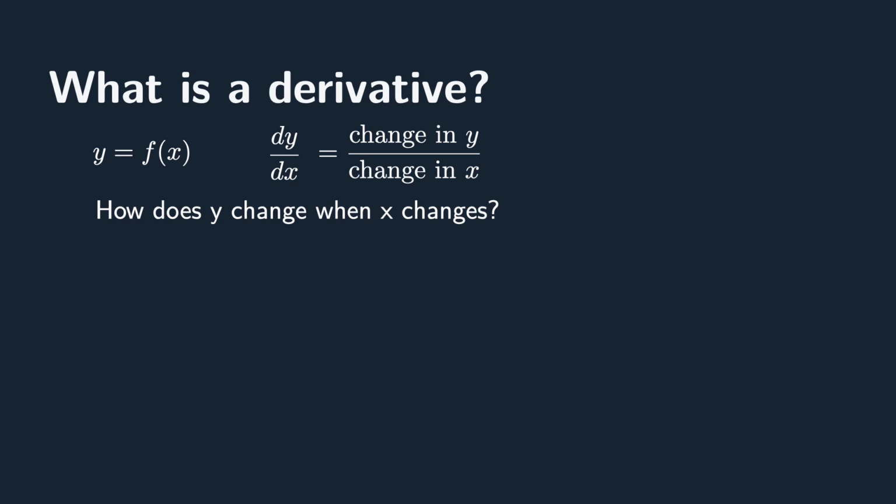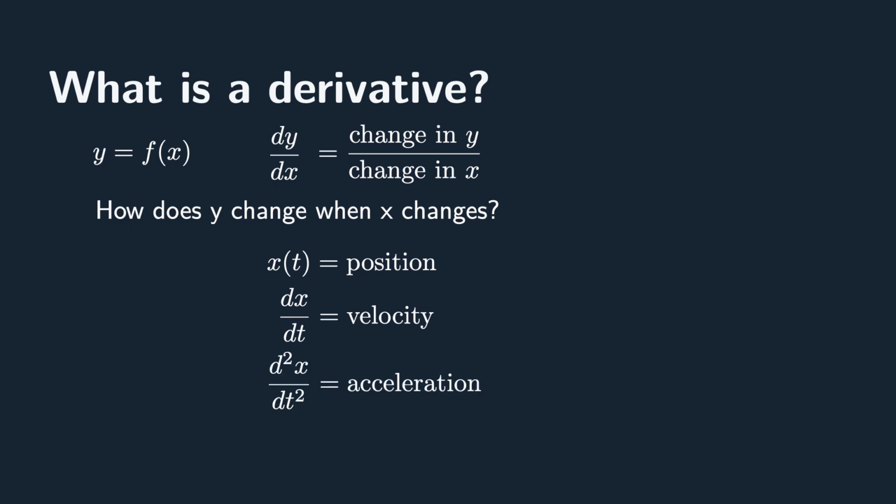For example, if x is position and it depends on time, then dx by dt is velocity. The second derivative, d squared x by dt squared, is acceleration. So, derivatives are not just abstract notation. They often represent physical rates of change.